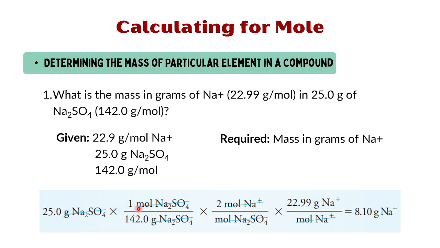So, we can have like 25.0 times 1 times 2 times 22.99 divided by 142.0 grams. And you will get an answer of 8.10 grams of sodium. So always bear in mind lang yun class nga, in calculating for grams, dapat ang mahabiling gyud nga unit ana niya is ang gram itself. Grams itself. Dapat ma-cancel out yung mga unneeded na mga unit.